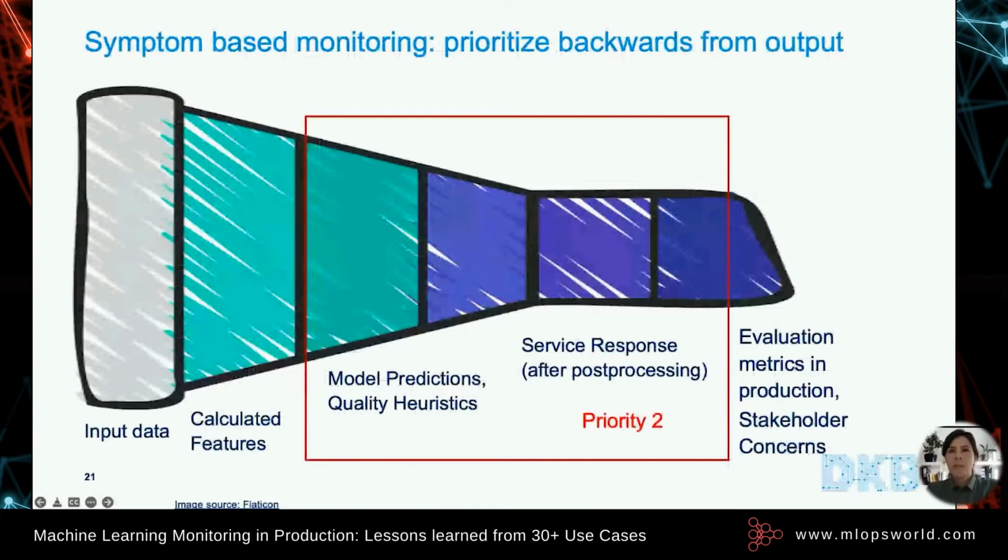So then we're at the second priority. We're moving backwards from the user output. Obviously, if the evaluation metrics change, the user is directly impacted. There might be some cases, though, where you don't have the ground truth. So the next best thing would be to monitor the service output, so the service response, after any post-processing rules, any business rules.